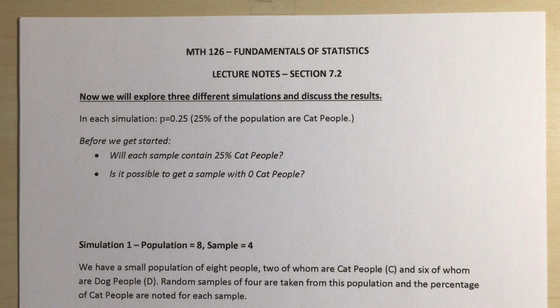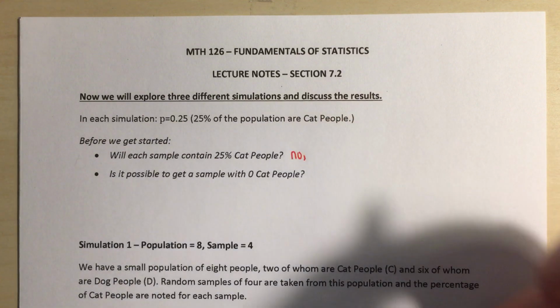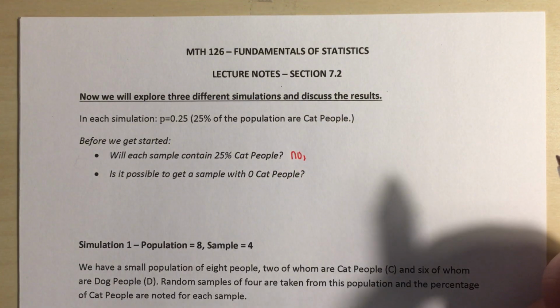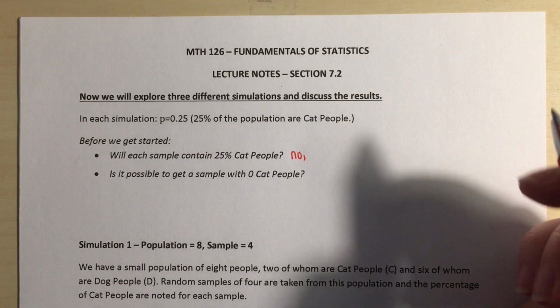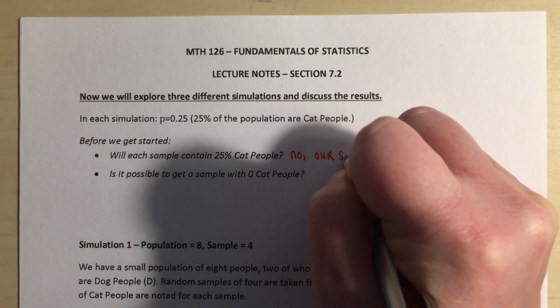In each of our simulations, we're going to do 3 of them. Our P is going to be 0.25, so 25% of the entire population are going to be cat people in each of these different simulations. All right, before we get started, we'll answer a couple of questions. Will each sample contain 25% cat people? No. Each population total is 25%, but our samples and our statistics will vary. So we'll say no, our sample statistics will vary.